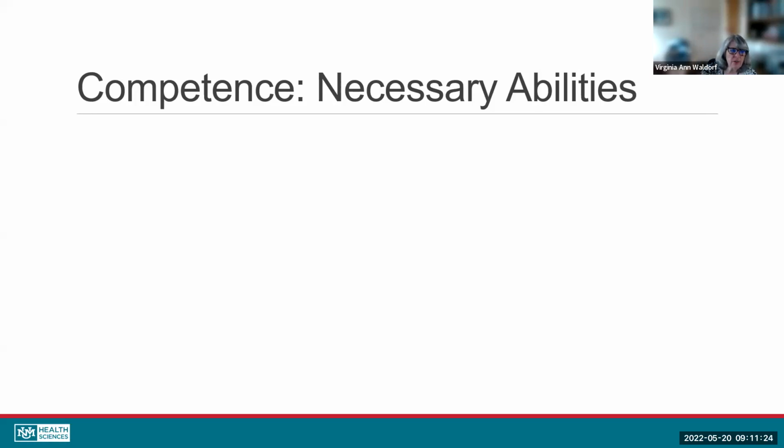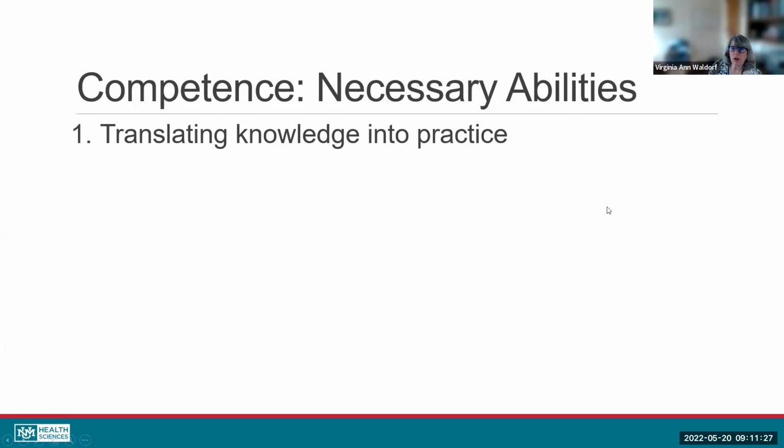Okay, so the first necessary ability is really talking about what Patty was just saying. How do we translate our knowledge of whatever we're doing into practice in a way that we can teach it, that we can model it, that we can encourage thinking about it? So it is what I am doing at this time in this particular setting. So these are the necessary abilities that the supervisor really has to have.